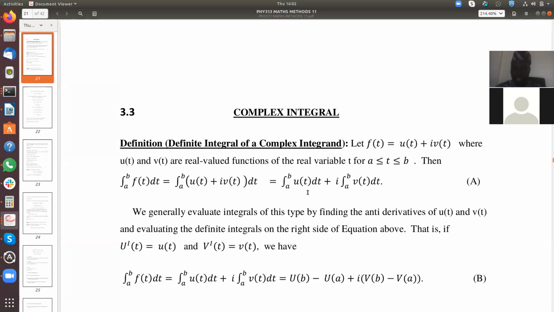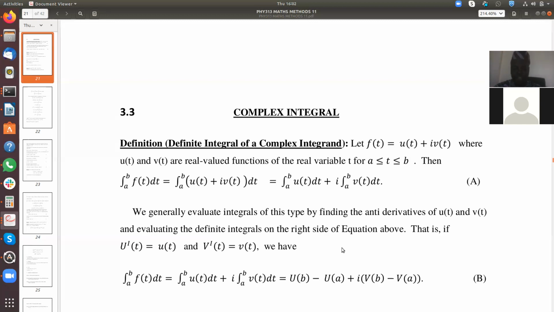You can split it. So what I'm trying to say is that if you have a function, you can write it in this form when you are dealing with complex integral. That's the first thing. Secondly, we then evaluate integrals of this type by finding the antiderivative of u of t and v of t and evaluating the definite integrals on the right side of the equation above.